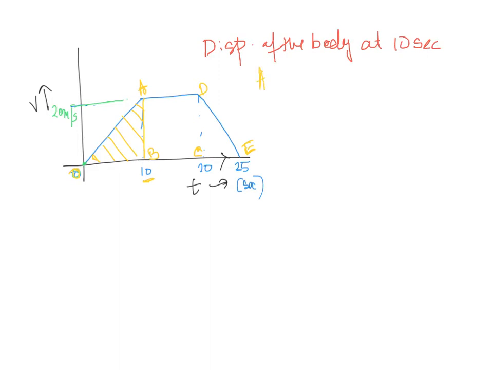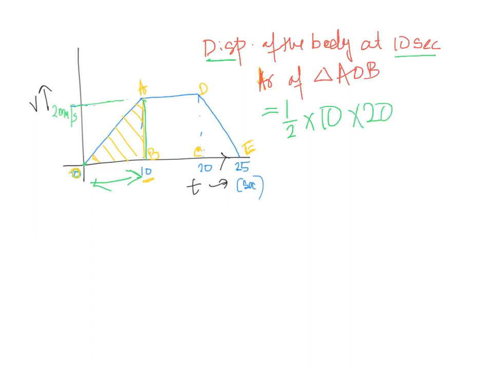I will use a different color. I have to find the area of triangle AOB to find the displacement after 10 seconds. What I will be doing is half into base. How much is the base? 10. And how much is the height? 20. So the displacement of the body is 100 meter, 10 into 10. Okay, right? Now this was the first part.